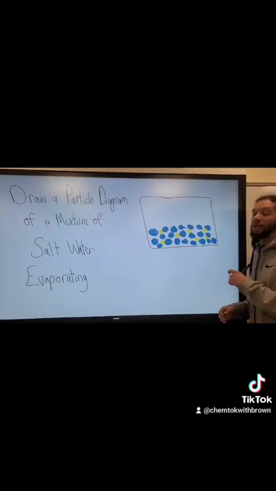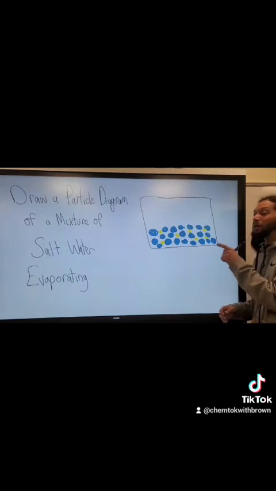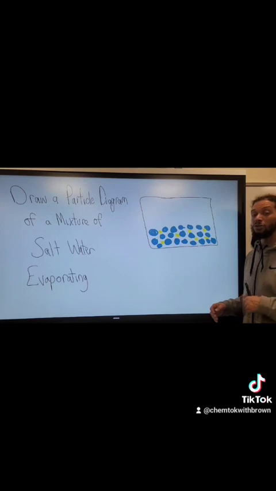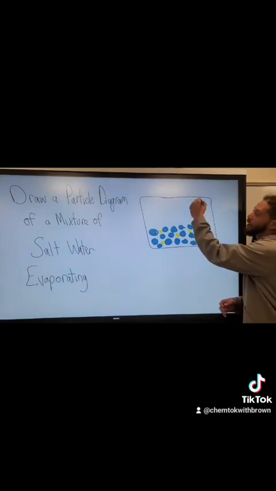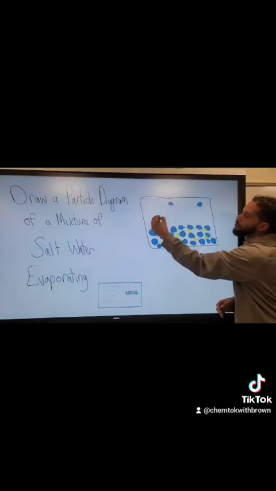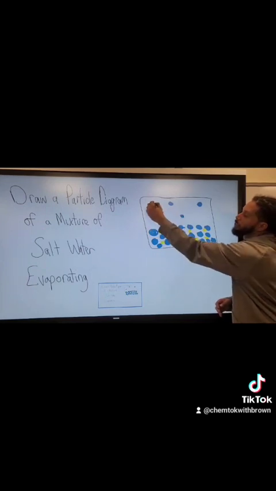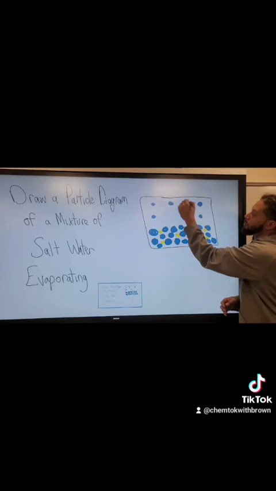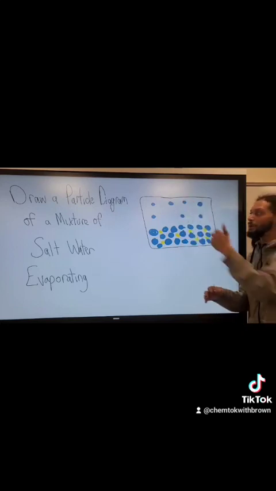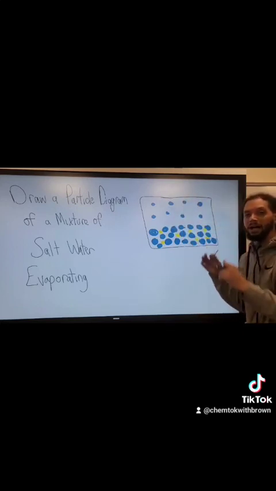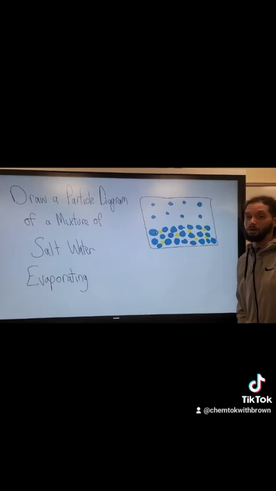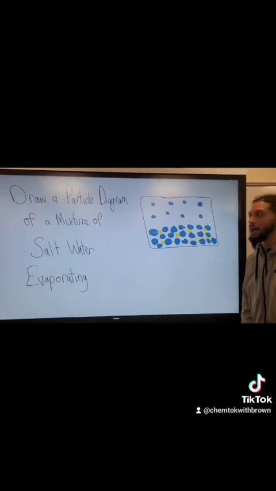I'm going to show that there are some liquid water particles turning into gas water particles, steam. And to do so, I could just draw some blue particles scattered throughout, at the top of the container, filling the box to show that they are gas particles. And this is a particle diagram of a mixture of salt water evaporating.